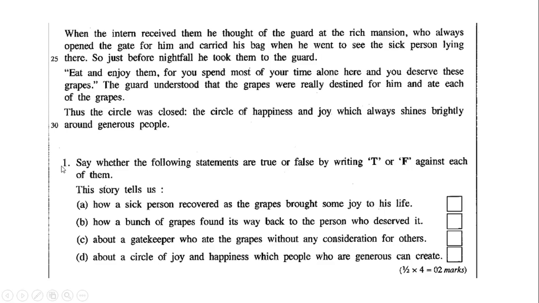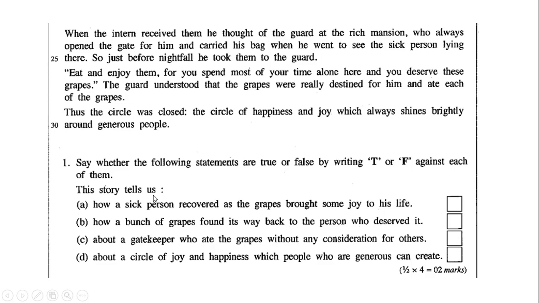So that's all. We look at the questions. First one, say whether the following statements are true or false by writing T or F against each of them. They have to write T or F, so you can't put any ticks or crosses. You just have to write capital T or capital F.